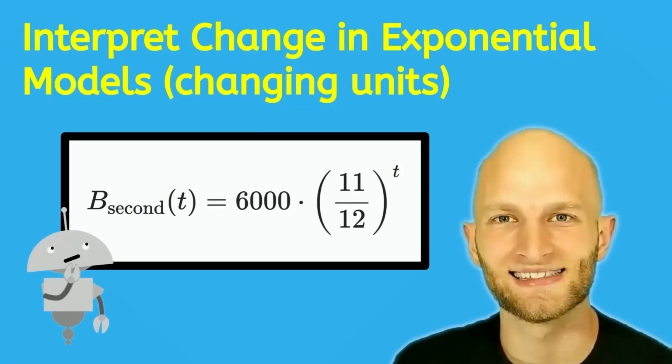Hey, it's Randy. What if there is a modeling problem where part of the question describes time using seconds, and then another part of the question describes time using minutes? How do we solve a problem like that? Let's talk about it.